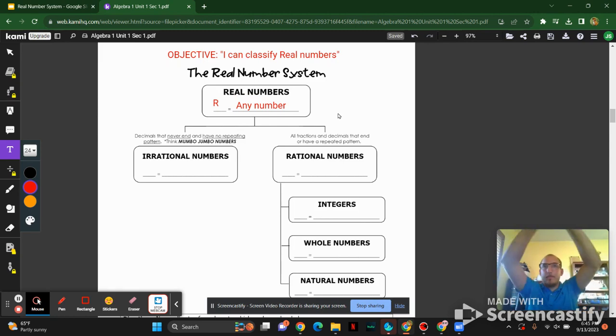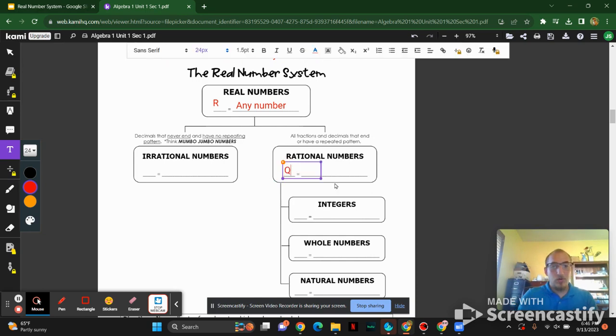From the very broad category of real numbers, we can break it into two things: irrational numbers and rational numbers. I'm going to start with rational numbers because I think those are easier to comprehend. Rational numbers are labeled with the letter Q. R was already taken, so Q is the next letter that I guess they wanted.